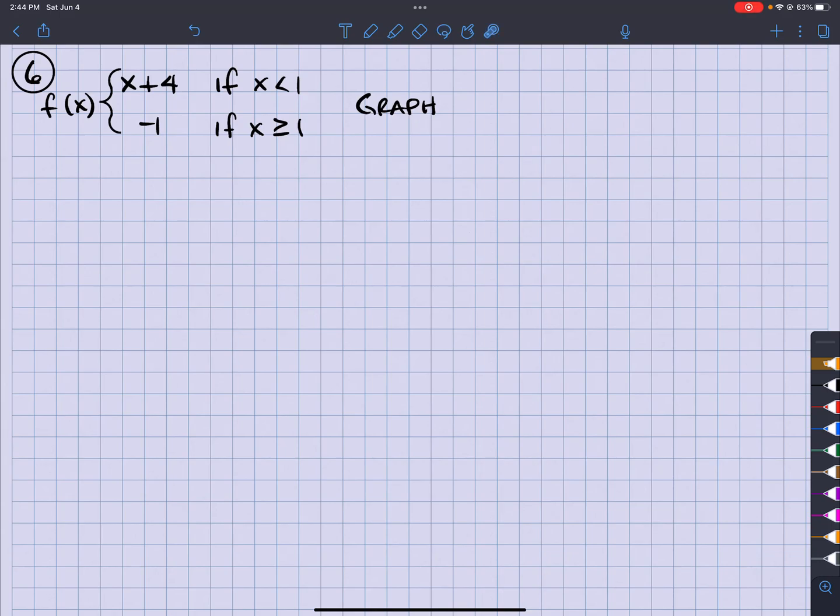So here we're dealing with piecewise functions. A piecewise function is when a function has different equations depending on what x's we have. And now I have to graph this thing here.